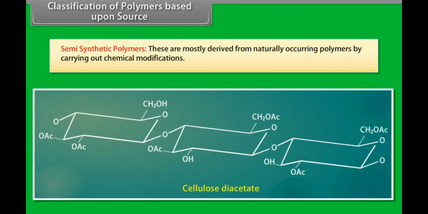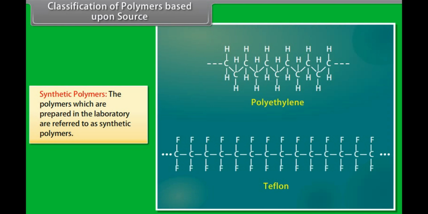Semi-synthetic polymers. These are mostly derived from naturally occurring polymers by carrying out chemical modifications. For example, cellulose diacetate. Synthetic polymers. The polymers which are prepared in the laboratory are referred to as synthetic polymers. For example, polyethylene, synthetic rubber, nylon, PVC, and Teflon.